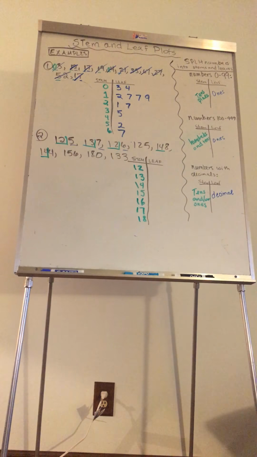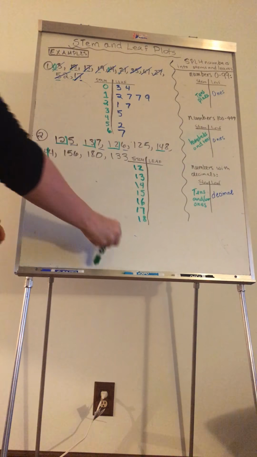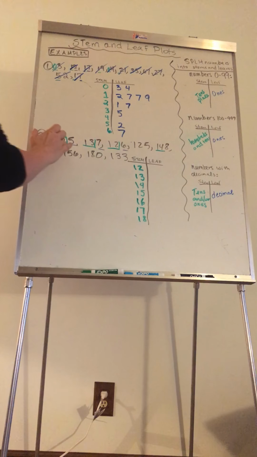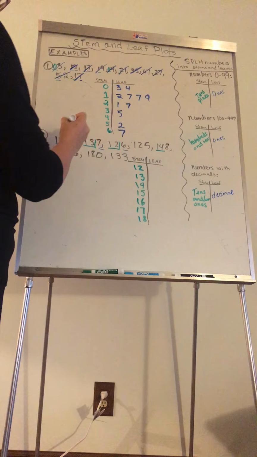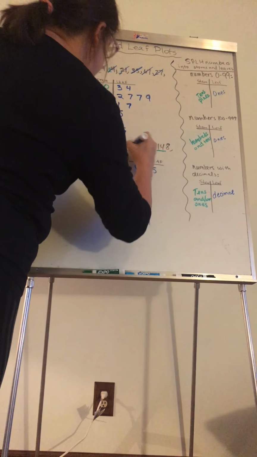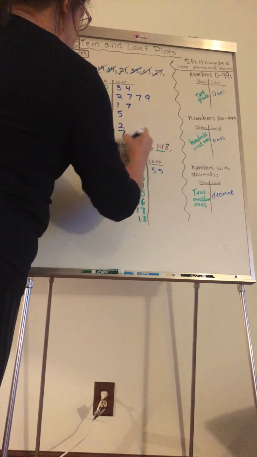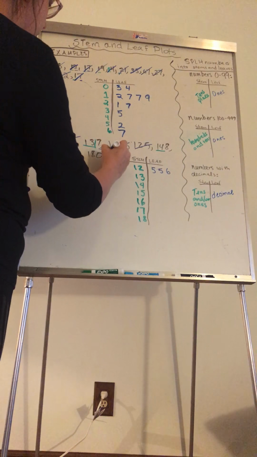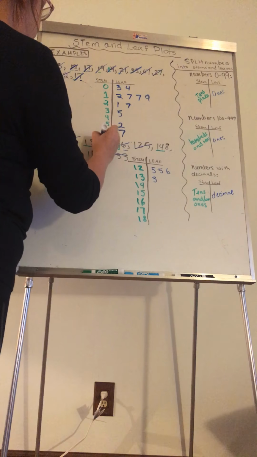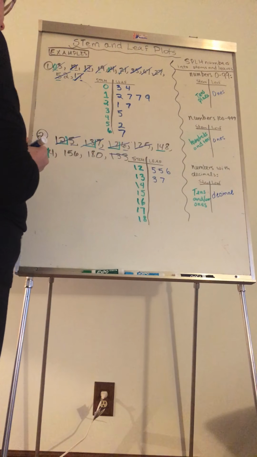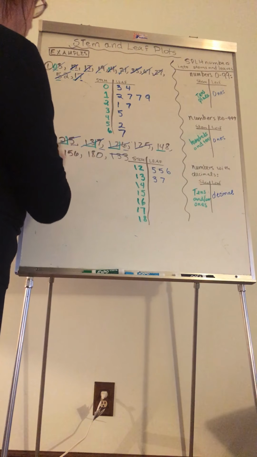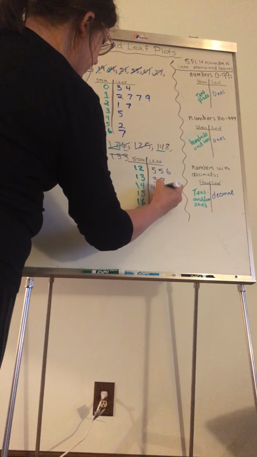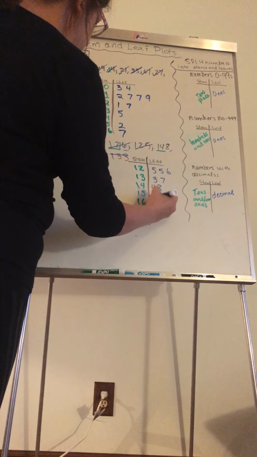Now I can go back through and I can add my leaves. So, I start with my smallest one. When we look at my numbers that are in the 120s, I've got 5, 5, and 6. So I'm going to do 5, 5, and 6. The 130s, I have 2. I've got 133, so I have a 3 and a 7. The 140s, I've got 4, 144, and 148. For 150s, I've got 156.